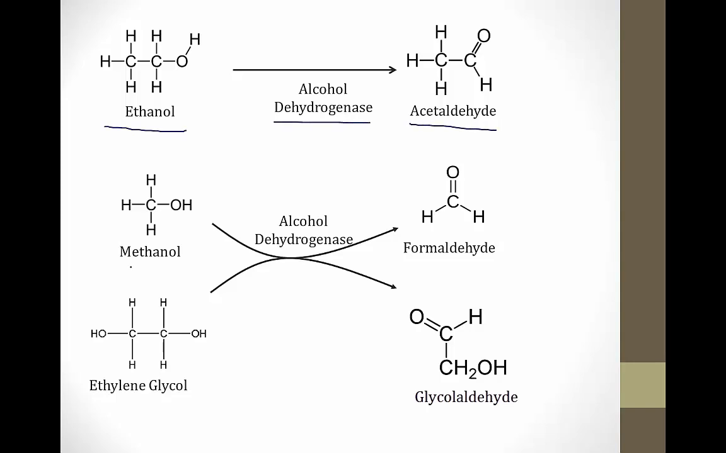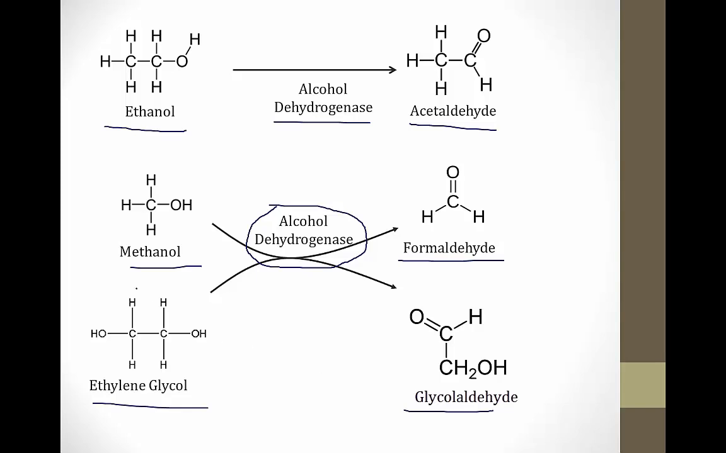Also on the screen are the chemical structures of methanol and ethylene glycol, and you can see that they have very similar chemical structures to ethanol, so it's easy to understand why methanol and ethylene glycol are also metabolized by alcohol dehydrogenase. Methanol is converted to formaldehyde, which can become formic acid, and ethylene glycol is converted to glycoaldehyde, which can become glycolate and oxalate.